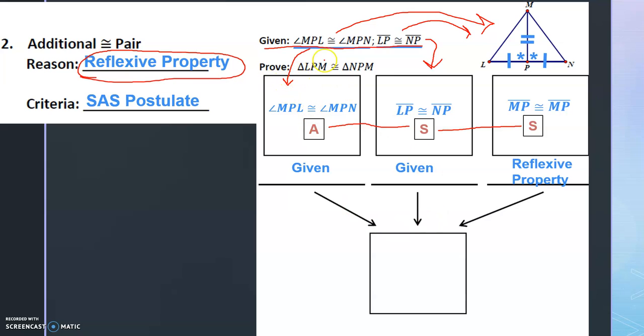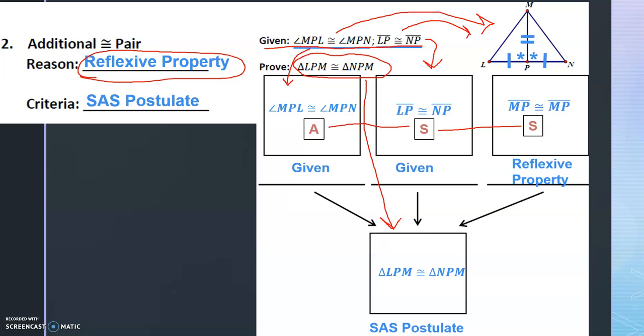Last box here, we're going to take this prove statement. We have enough. We have our three things. So I can say that my triangles are congruent by, and we already determined that this is going to be the side angle side postulate. Okay. Go ahead and turn your page.